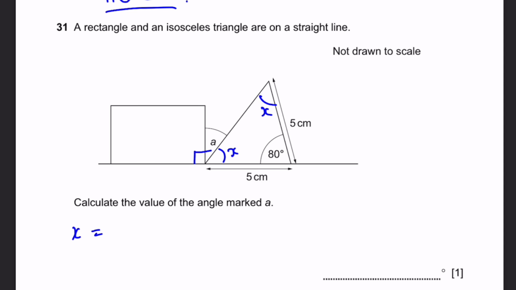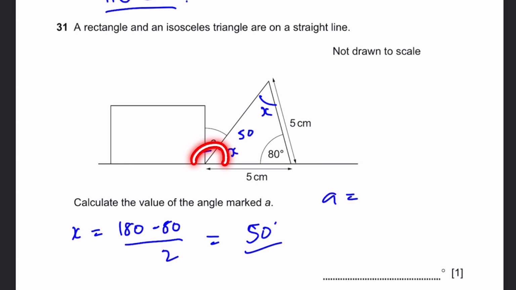So x will be 180 minus 80 divided by 2. Using that equation, we get 50 degrees. So that's 50 and we have 90 here. Since the angles on a straight line add up to 180 degrees, A will be equal to 180 minus 90 minus 50, which is equal to 40 degrees. That's our answer.